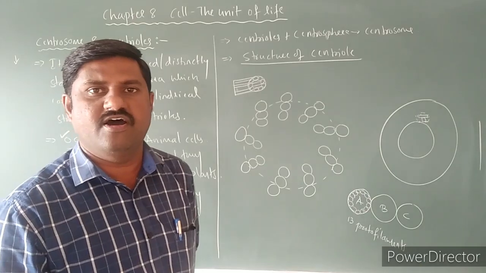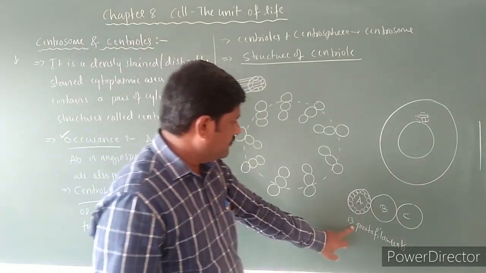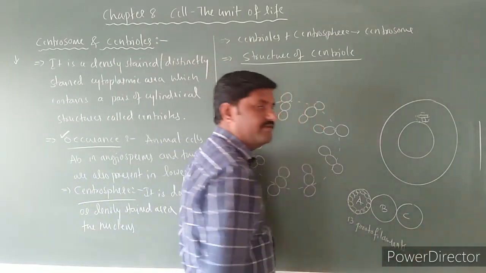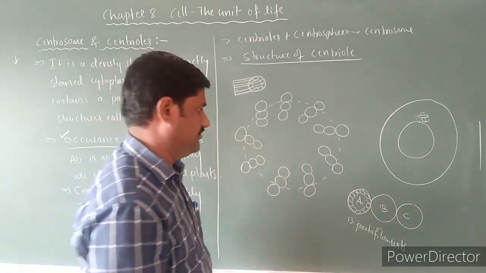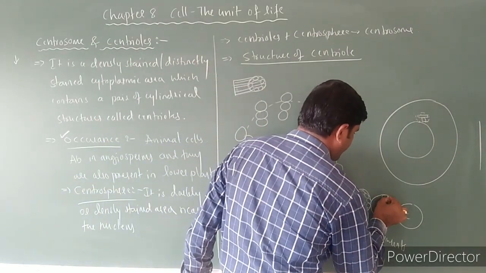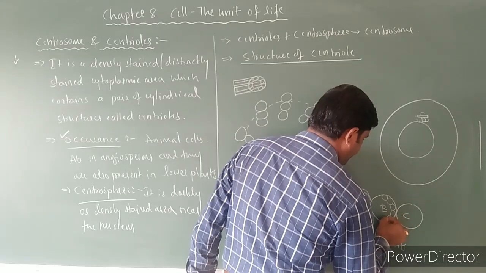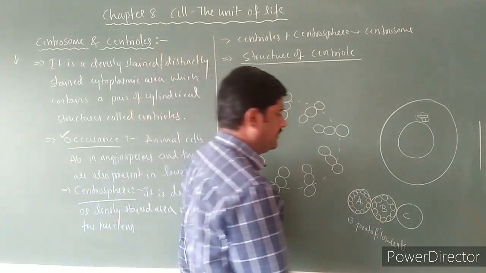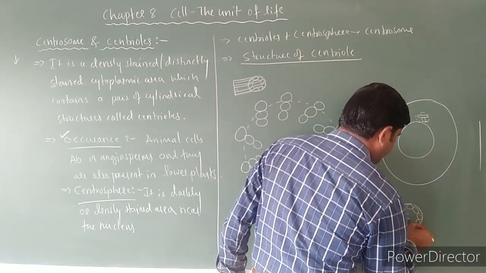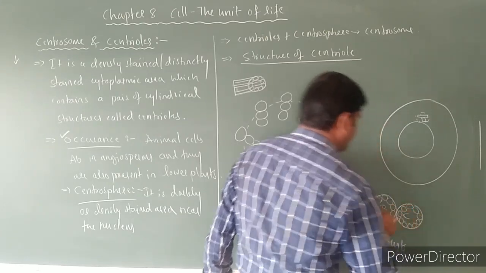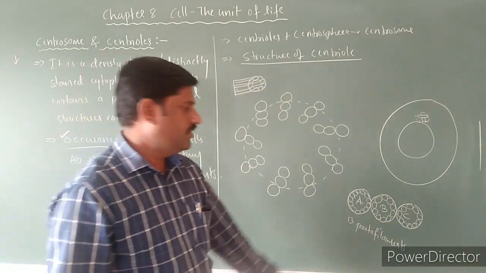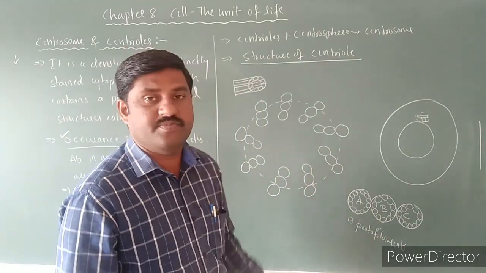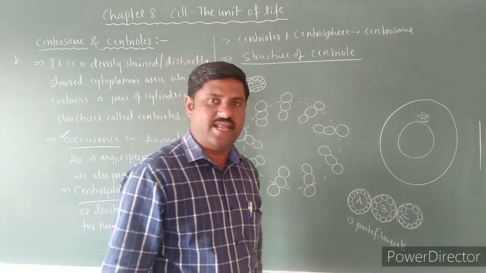So A is made up of 13 protofilaments, and these two are made up of 10 protofilaments respectively. How many protofilaments? 1, 2, 3, 4, 5, 6, 7, 8, 9, 10. And this is also 10. Those 10 protofilaments respectively make up B and C. But A is made up of 13 protofilaments.